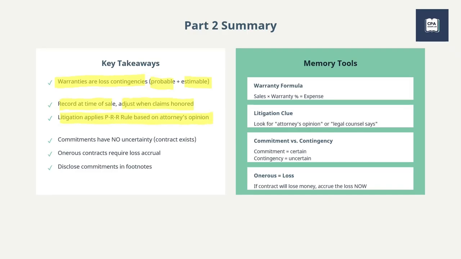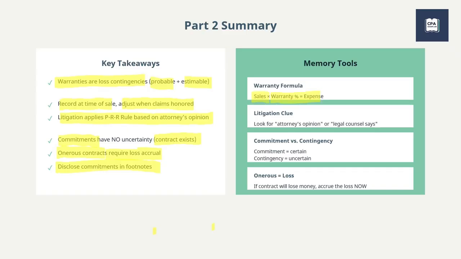Litigation applies the same PRR rule based on the attorney's opinion. Commitments have no uncertainty. If it's a commitment, you can think there's a contract that exists. Onerous contracts are the exception. Maybe I'll say it this way: if there is a contract, we only reveal it. But if it's an onerous contract, we also record it because we know that we're going to lose money. So it requires loss accrual. And we disclose the commitments in footnotes.